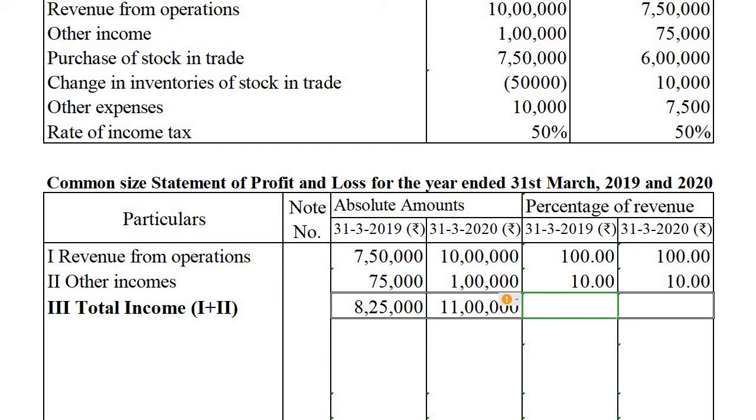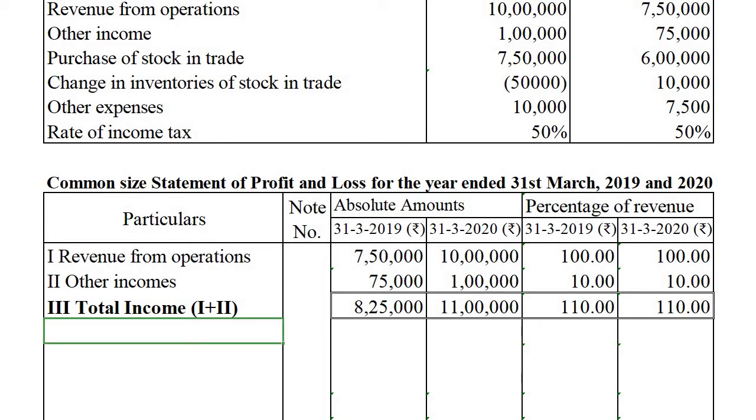Percentage, here also how to calculate, each item should be compared with the revenue from operations. So for the previous year, 8,25,000 divided by 7,50,000 into 100. So we will get 110% because total income is greater than revenue from operations. So in the current year also it will be like that only, that is 11 lakh divided by 10 lakh into 100.